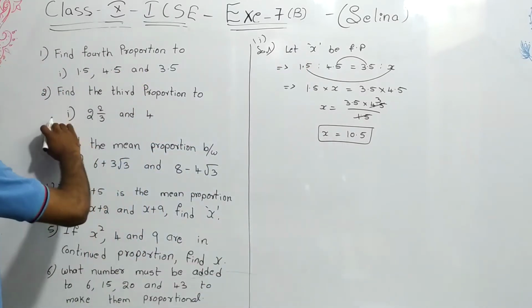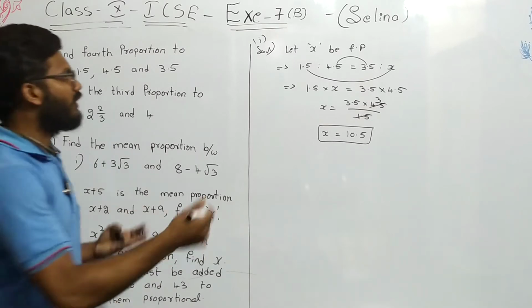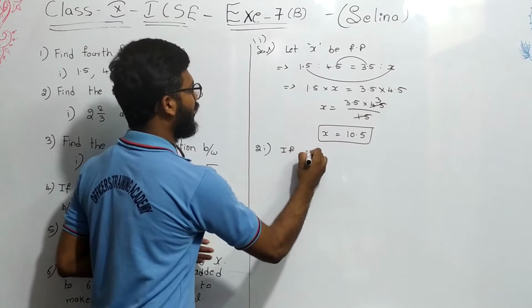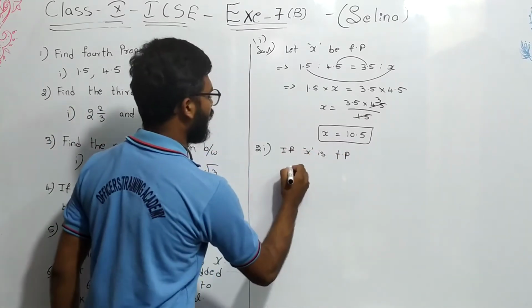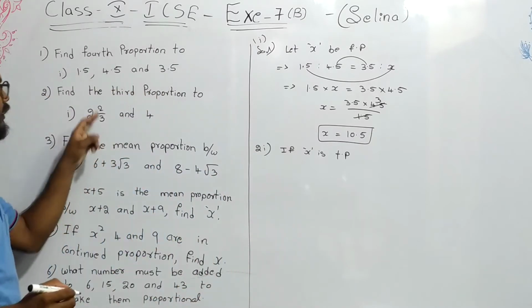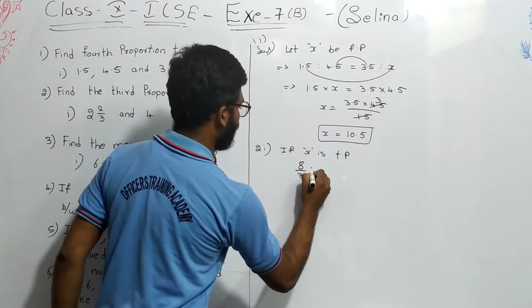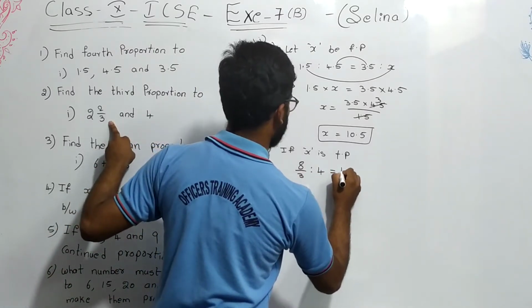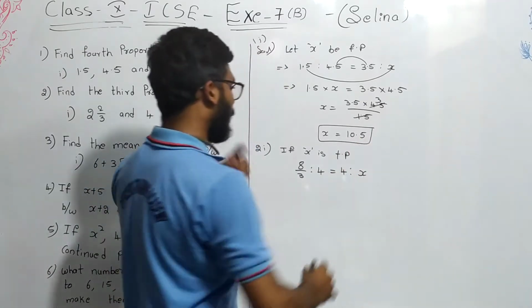Next, find the third proportional to this one. In the same way you can take it like this. If x is the third proportional to the given numbers, 2 by 3 can add it up, 6 plus 2, 8 by 3. So 8 by 3 is to 4 is equal to 4 is to x, right?